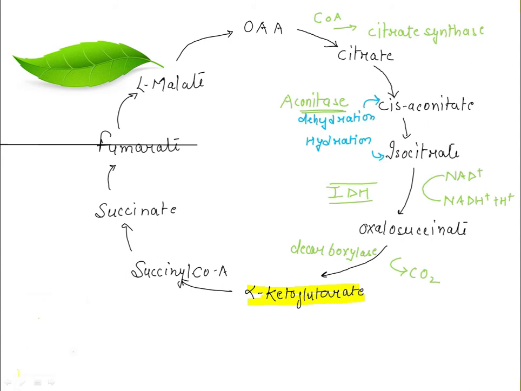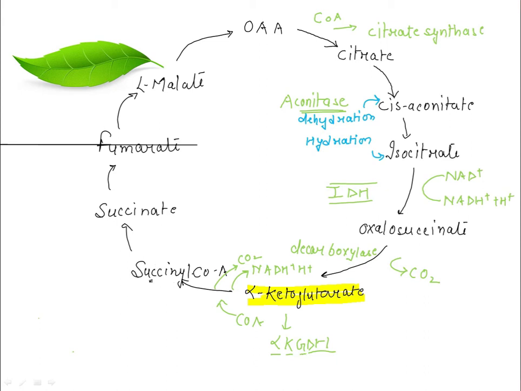Now when alpha ketoglutarate is formed, after that both dehydrogenation and decarboxylation occur, and the product which is formed combines with coenzyme A to form succinyl coenzyme A, and the enzyme responsible is alpha ketoglutarate dehydrogenase. So here you can write the production of NADH, and the evolution of CO2 as well. So here succinyl coenzyme A is formed, by the enzyme alpha ketoglutarate dehydrogenase.